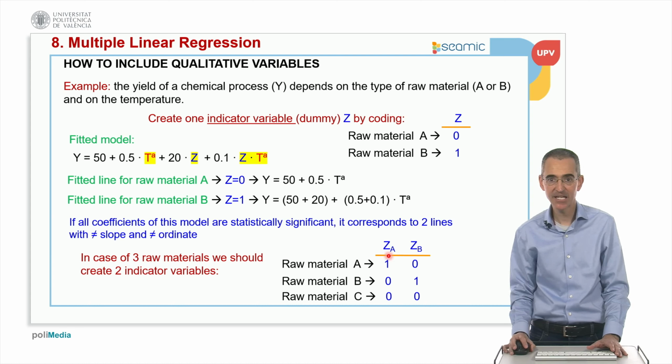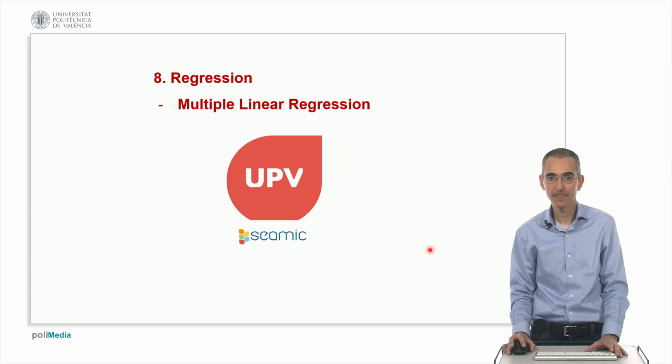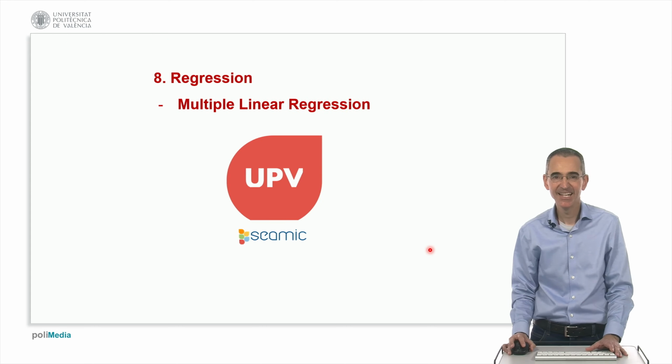This is interesting because when we have a qualitative variable, the number of variables of this type that we have to create is the number of levels minus 1. Okay, important. In this case, we have just two raw materials, so one dummy variable is enough. In this case, we have three raw materials, so it's necessary to use two dummy variables. Remember, it's always number of raw materials minus 1. And here, I finish this video about multiple linear regression.